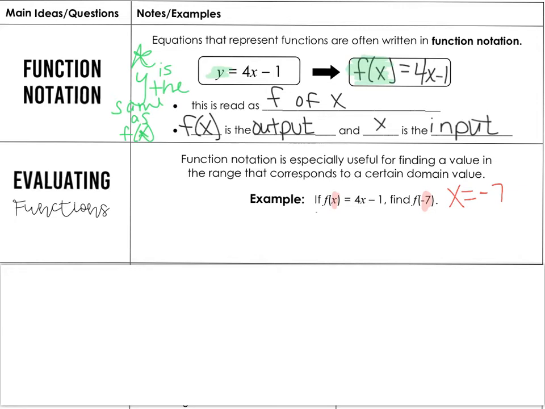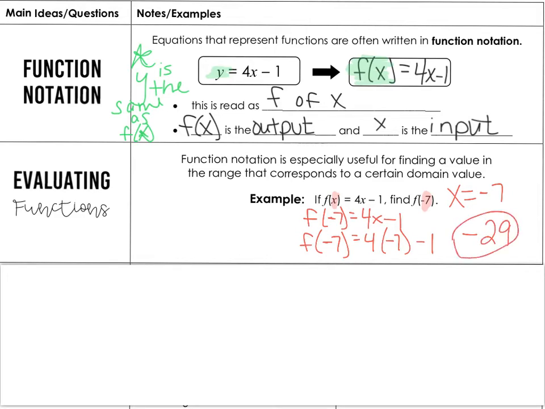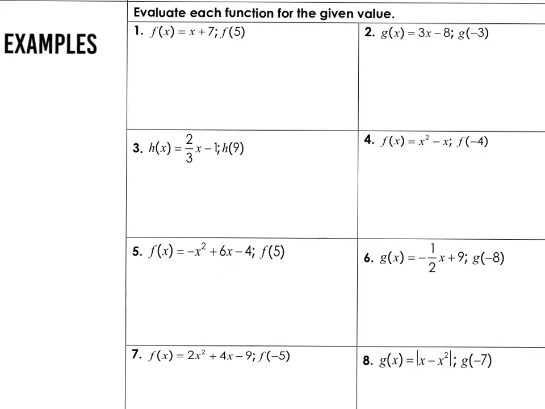So the way that I would write that is f of negative 7, so I'm just replacing the x with a negative 7, equals 4x minus 1, and now I'm going to plug in that negative 7 in for x, and I'm going to evaluate that. Be careful, use your calculators, it's easy to make a mistake, and you should get negative 29. So in the next section for examples, we're just going to keep plugging in what we have for x.